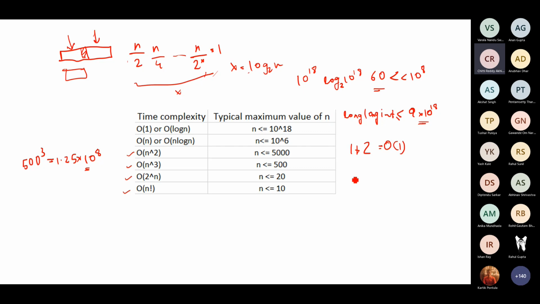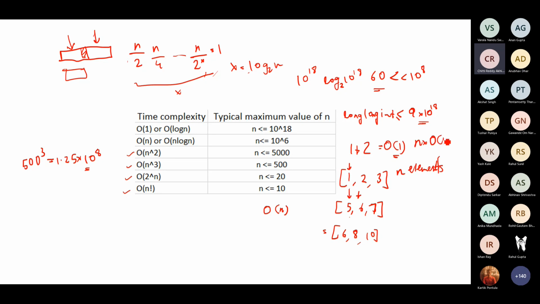Now say you have two arrays, an array 1, 2, 3 and some array 5, 6, 7, and you want to add these two arrays. In that case it's going to be O of n, right? Because you're going to have to go over each element and add them. So you'll get 5 plus 1, 6, and then 2 plus 6, 8, and then 3 plus 7, 10. If you have n elements, you'll have to do this addition n times, each O of 1. So that will give O of n. In general, if you're just talking about adding two integers, that's just O of 1.